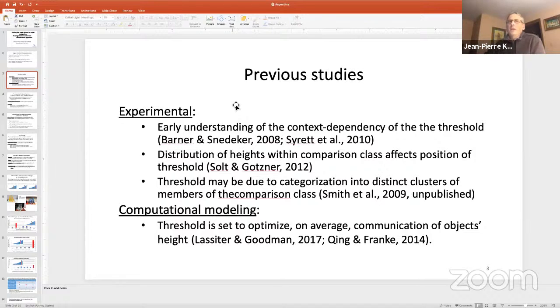There have been also recently quite a bit of computational modeling where people working within a Bayesian or rational approach to the interface between pragmatics and semantics suggested that the threshold for scalar adjective is set to optimize, on average, the communication of the object's height. That was a work from Lassiter and Goodman, but also Qing and Franke.